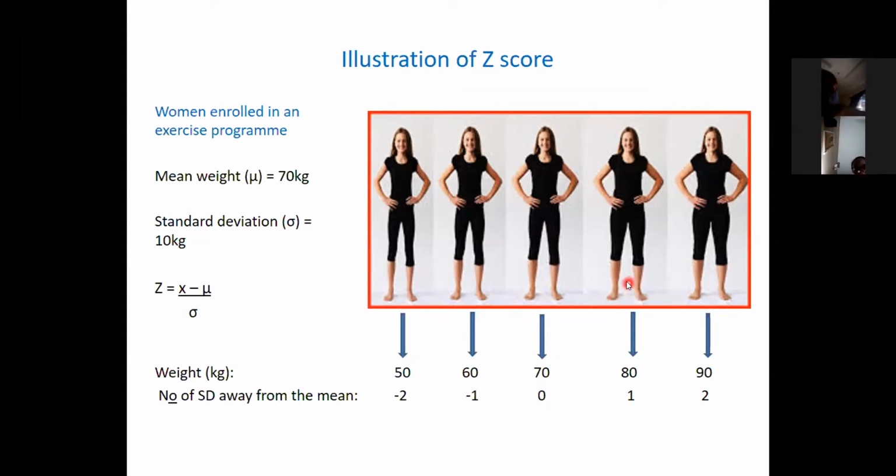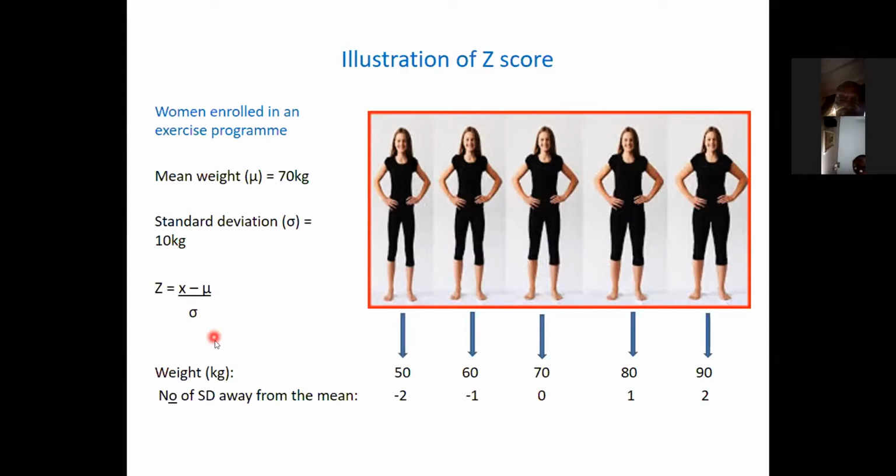This person that is 80, our deviation from the mean, if you remove the mean from 80, it will be 10. Then when you divide 10 by 10, which is the standard deviation, it will give you 1. Whereas the person that weighs 70, when you remove 70 from 70 it is 0, and 0 divided by 10 still gives you 0. The person that weighs 90, you remove 70 from 90, it gives you 20.